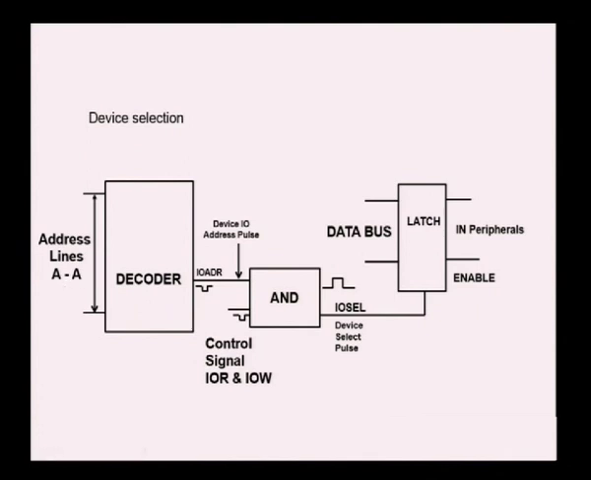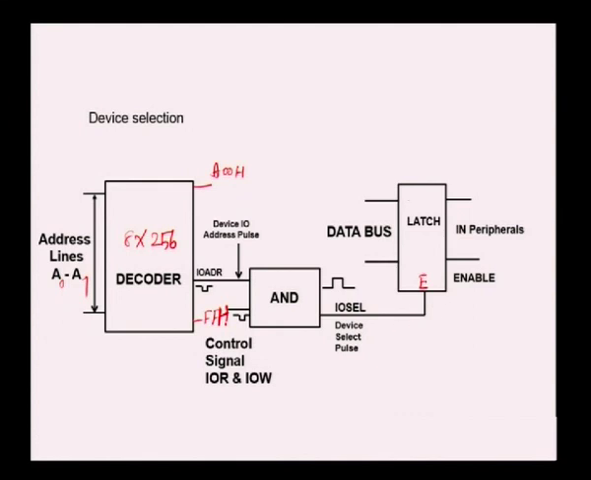We have 8 address lines, A0 to A7. So, 8 inputs are given to the decoder, and it will select from 256 addresses. Here the address range is 00H to FFH, and we can select any one of the addresses. The decoder will select any one address, and that address will be combined with the control signal, which tells which operation we are performing, either read or write. These two signals are combined, and only then it will give the device select signal. This device select signal will be used as the enable of the latch.